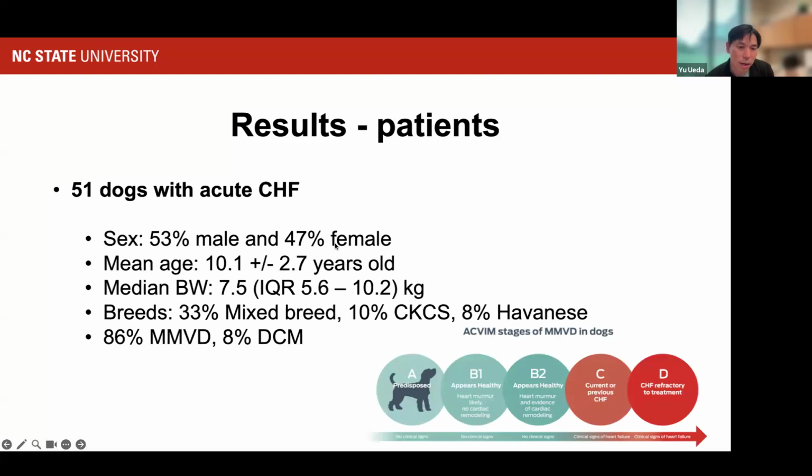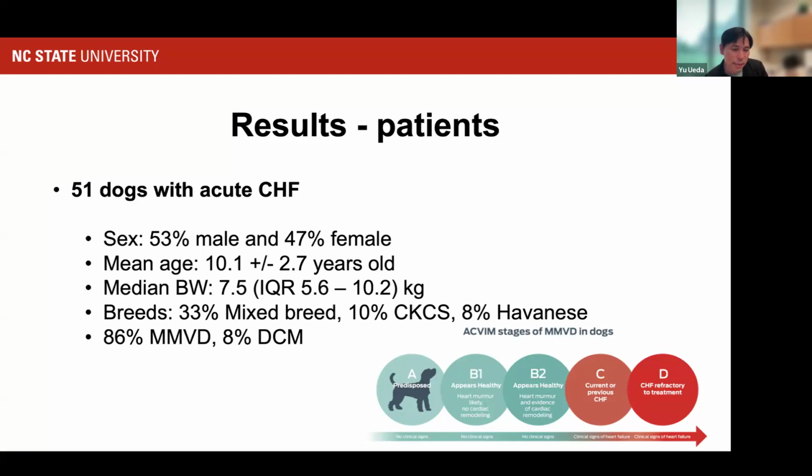Within these 51 dogs, they collected and analyzed all the signalment, including sex, mean age, median body weight, and breeds, and also the type of cardiac disease as a cause of the congestive heart failure. One thing I'm going to mention here is that most of the patients are small dogs, as you can imagine for these congestive heart failure patients. The median body weight was 7.5 kilograms. A lot of patients are mixed breeds, but Cavalier King Charles Spaniel and Havanese are the 2 other common breeds in this study.